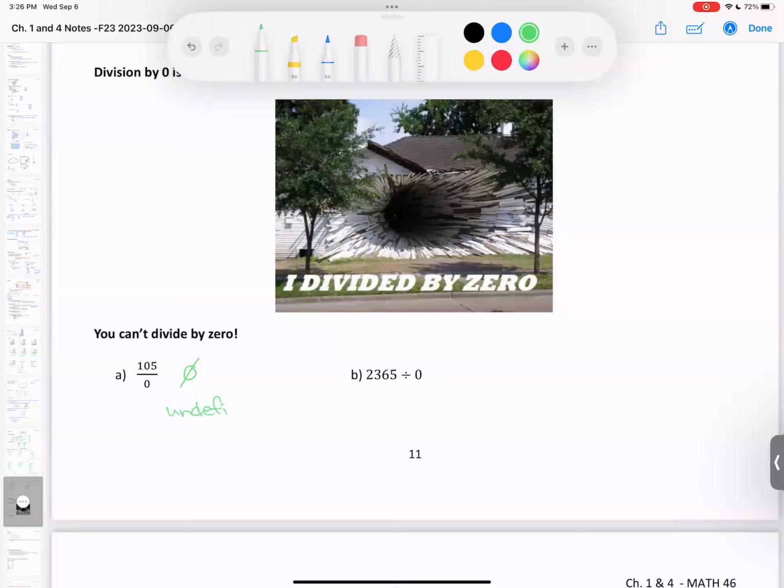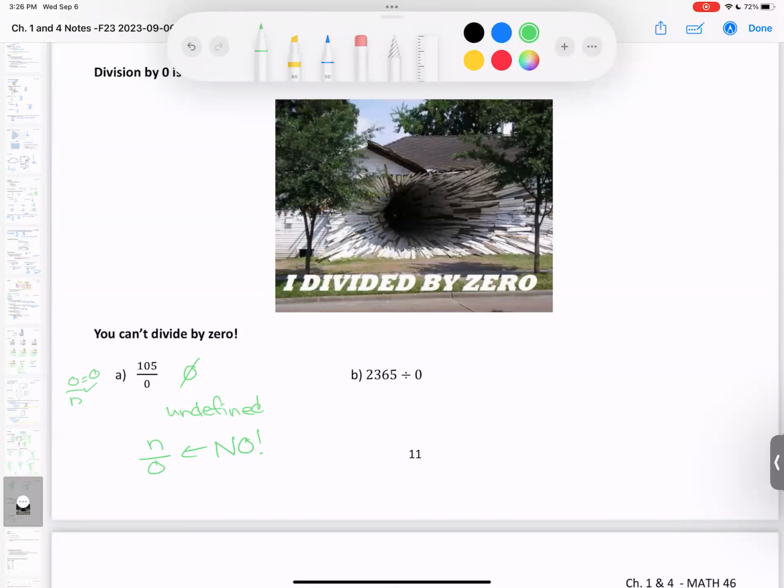One way to remember this is you have some number n divided by 0. That means no, it can't happen, okay? If you have 0 divided by some number, that's just 0, that's okay. But n over 0, no, can't do it.